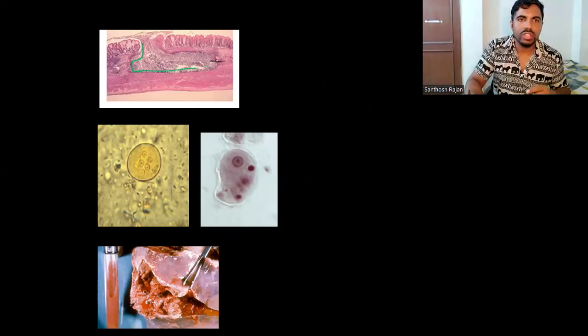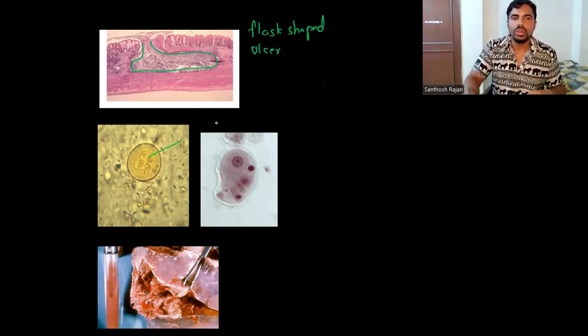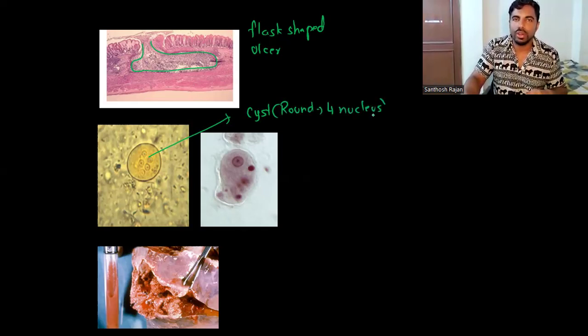Look at this. It looks exactly like a flask. So you have a flask-shaped ulcer. I know you're already guessing, flask-shaped ulcer. Number 1, either you have this picture or you can have a cyst. What does this cyst contain? The cyst is round with 4 nuclei. That is quadrinucleate. Okay, quadrinucleate cyst.